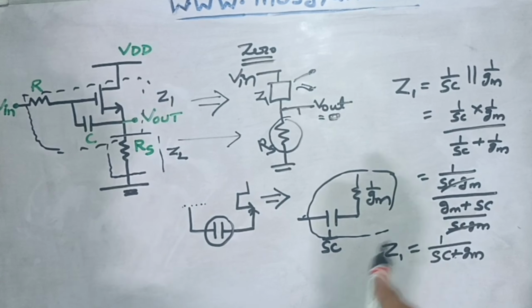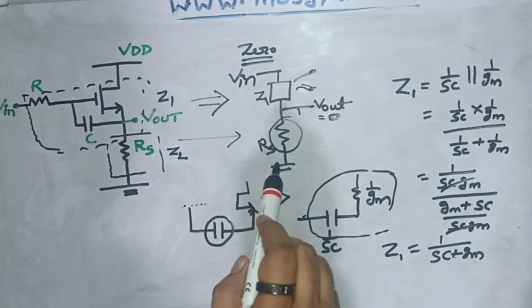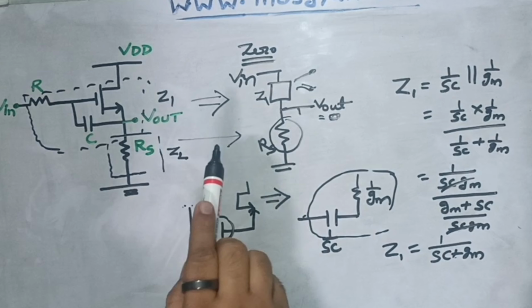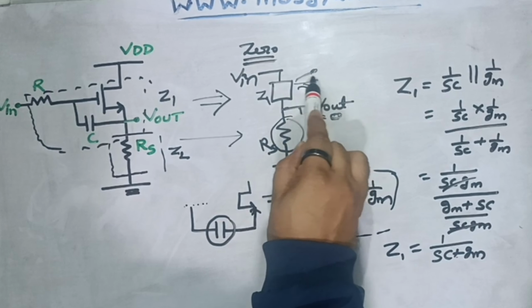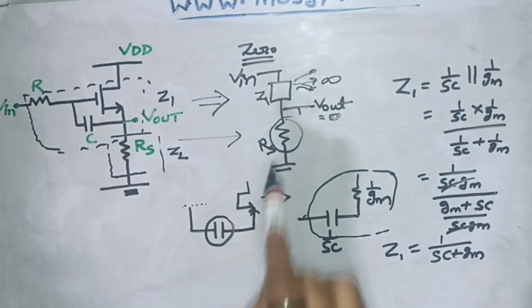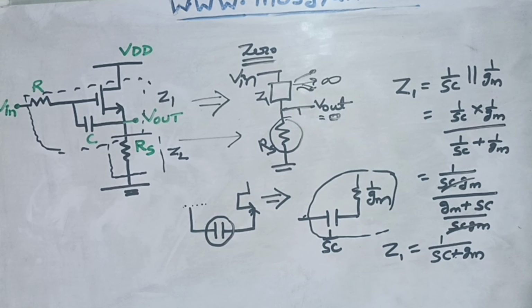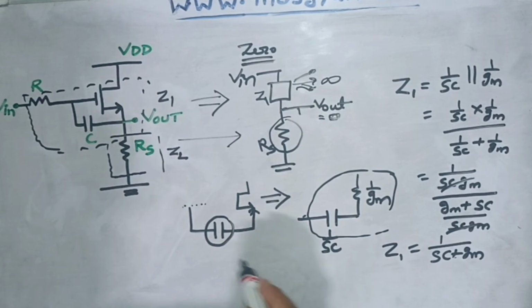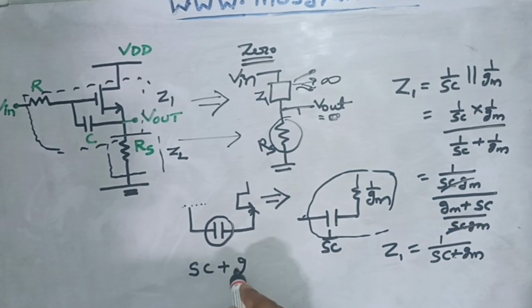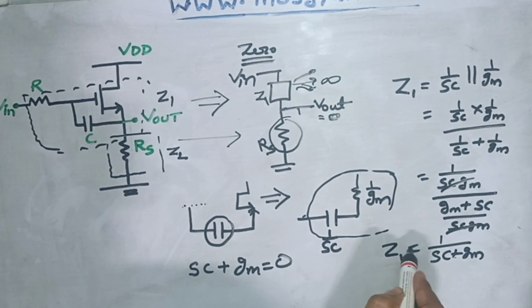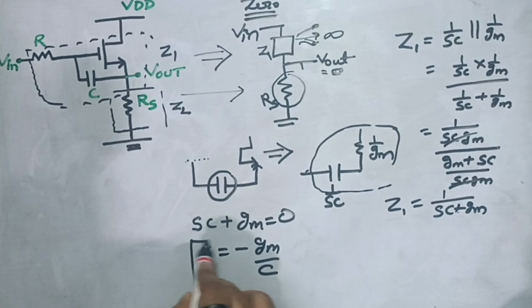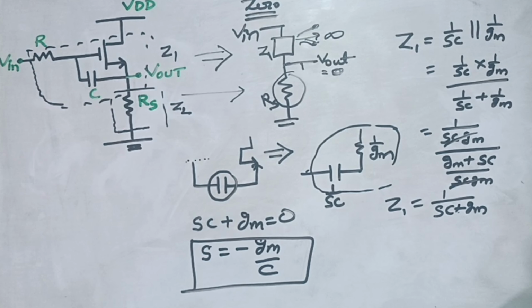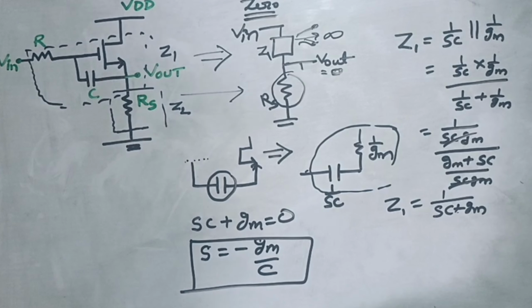Now, as I mentioned before, the zero is that frequency at which Vout becomes 0 in presence of Vin. Now, in order for Vout to go to 0, this Z1 value should be equivalent to infinite. Then only this particular path will be like an open circuit in the frequency domain, right? So that means we need to make this sC plus gm go to 0. Once it goes to 0, then only Z1 will become infinite. 1 upon 0 will become infinite. So from here, if I have to calculate the s value, that will come as minus gm upon C. This is the value of the zero for this circuit, which we have calculated.